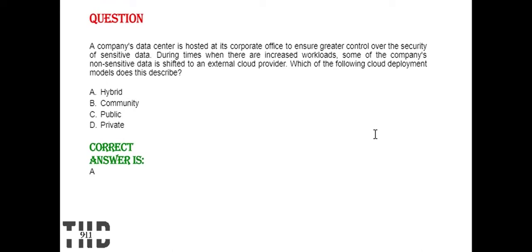The company's data center is hosted at its corporate office to ensure greater control over the security of the sensitive data. During times when there is increased workload, some of the company's non-sensitive data is shifted to an external cloud provider. Which of the following cloud deployment models does this describe? Option A, hybrid. Option B, community. Option C, public. Option D, private. The correct answer is option A.